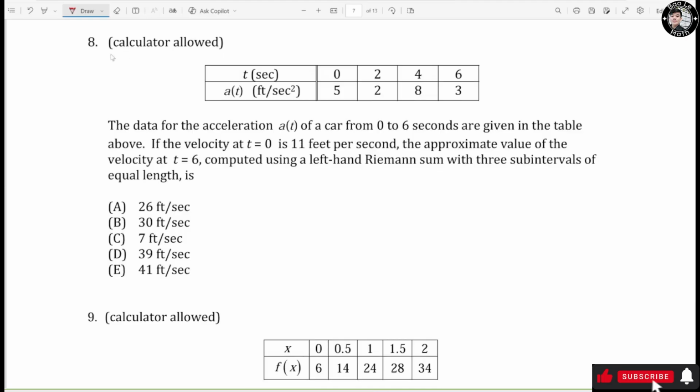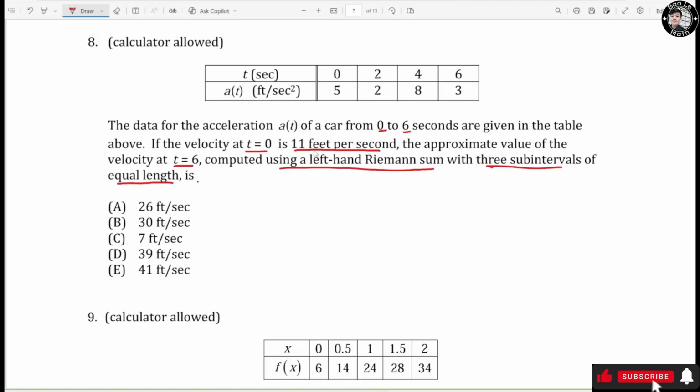Now let's move on to question 8. The data for the acceleration a of t of a car from 0 to 6 seconds is given in the table above. If the velocity at t equals 0 is 11 feet per second, the approximate value of the velocity at t equals 6, computed using a left-hand Riemann sum with 3 subintervals of equal length, is?